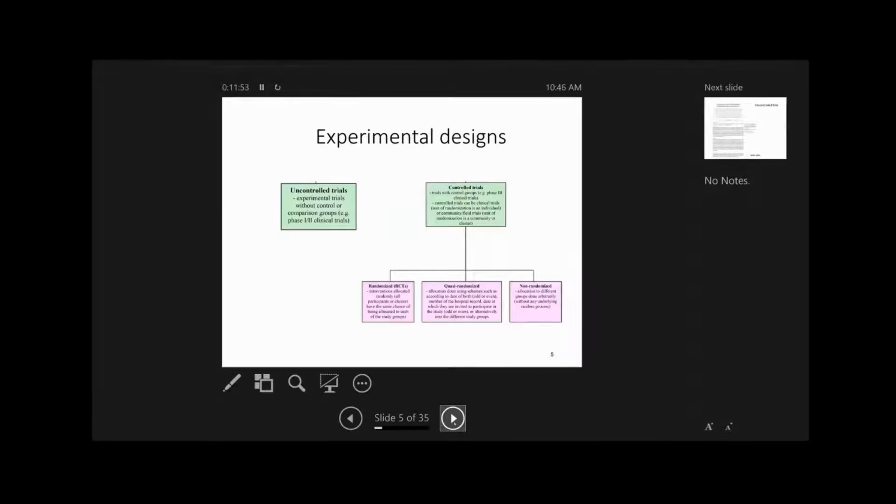All of those are controlled clinical trials. Okay, I hope you now understand. An uncontrolled trial has no comparator group. Everybody gets the drug or a vaccine. A controlled clinical trial is when you're setting up a causal comparison between treatment A and treatment B.